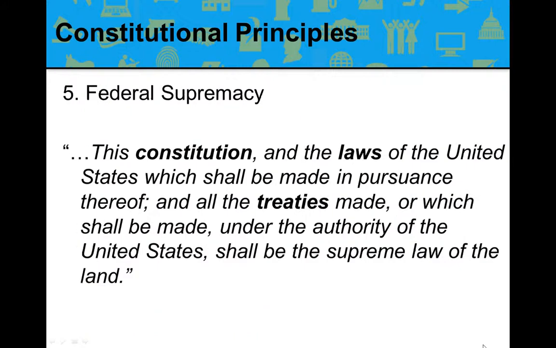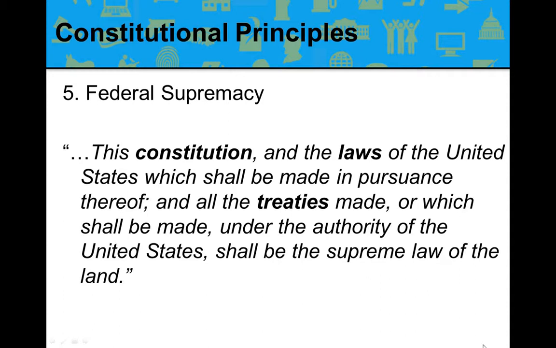All right, a fifth constitutional principle is that of federal supremacy. And this is set forth in Article 6, in the second paragraph, that says, "This Constitution and the laws of the United States, which shall be made in pursuance thereof, and all the treaties made or which shall be made under the authority of the United States, shall be the supreme law of the land." So therefore, if you're asked what the federal supremacy law says or what the supreme law of the land is, it's the Constitution, the laws of the United States, and any treaties that the United States makes.